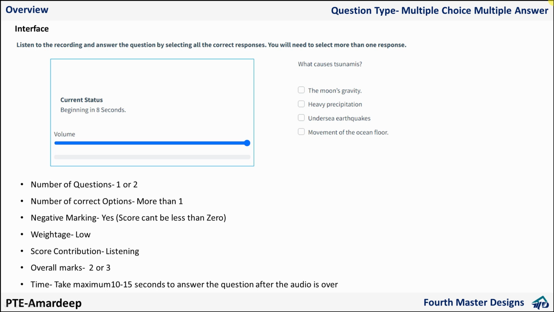The moment your audio is over, after that only 15 seconds or worst case 20 seconds, not more than that. Okay guys, because in any case you are going to get 1 mark here. I don't think you will face problem in selecting 1 correct option. That is not going to happen. If you did not listen carefully, then you will get 0. Otherwise scoring 1 is very easy.